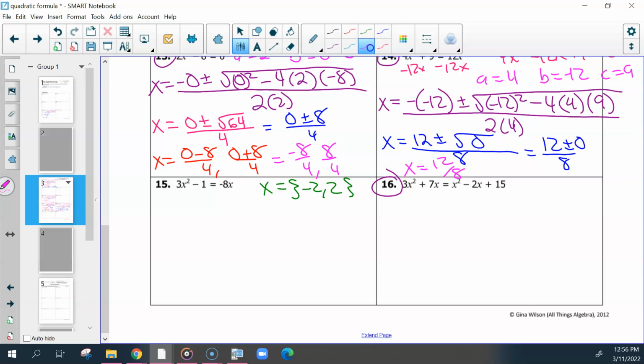1.5. That would be the decimal. What would the fraction be? Put this in as a fraction.